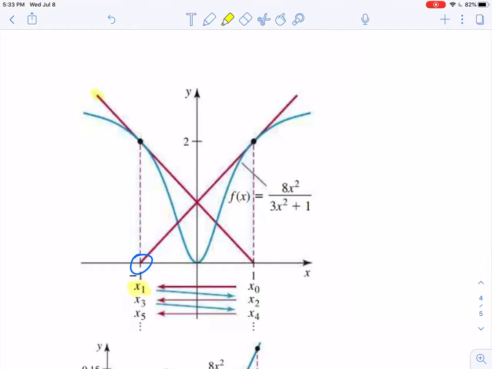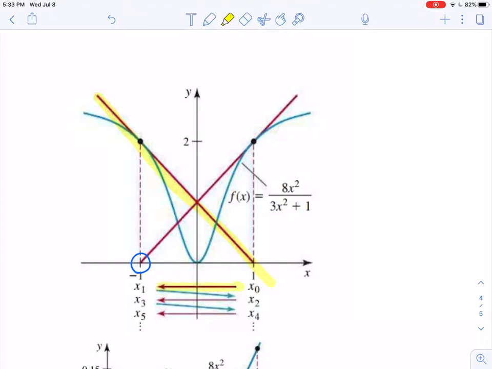So then I create the tangent line there, and I find the x-intercept, and I say, okay, where's my x-intercept? It is right here. That's going to be my x2. And then I say, okay, let's build the tangent line, and here's my tangent line. Well, where is the x-intercept of that tangent? It's right here. That's my x3. And then I say, okay, we'll build the tangent line right there. And do you see what's happening? I'm just going back and forth and back and forth.